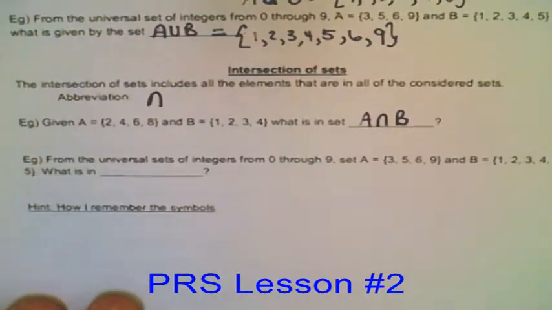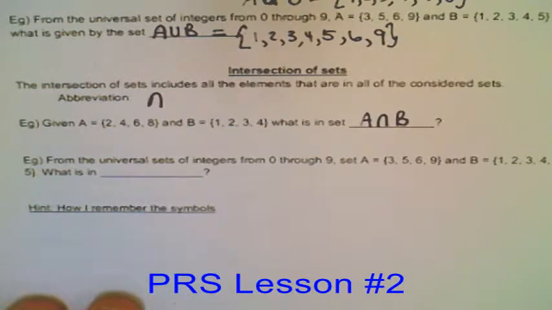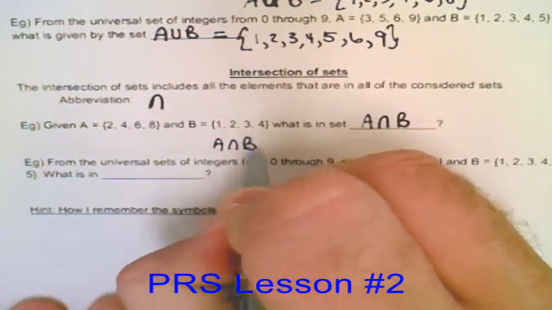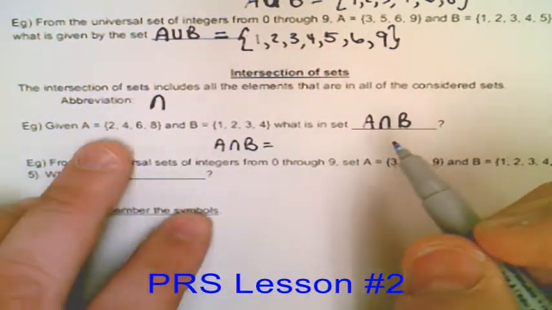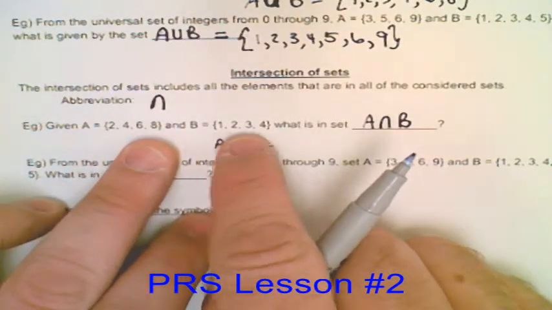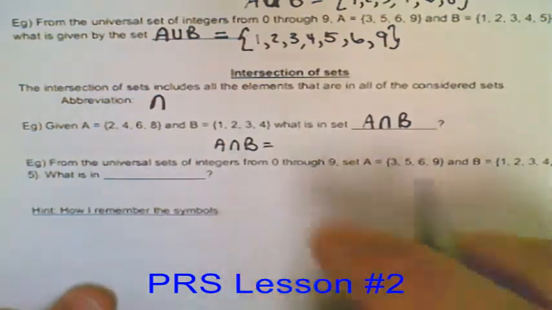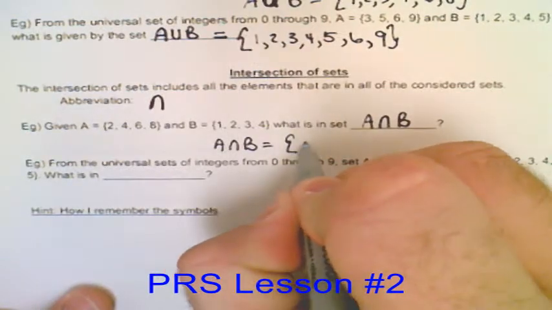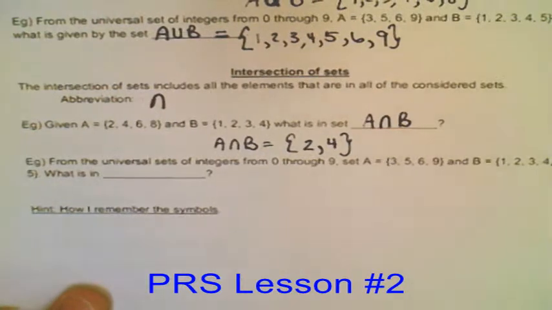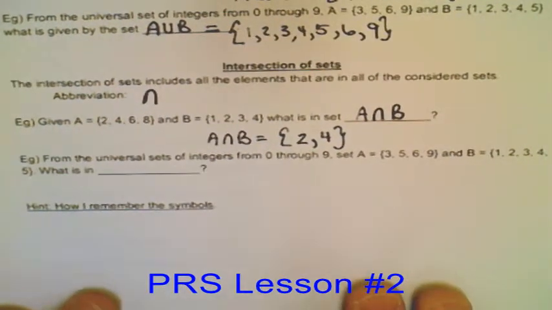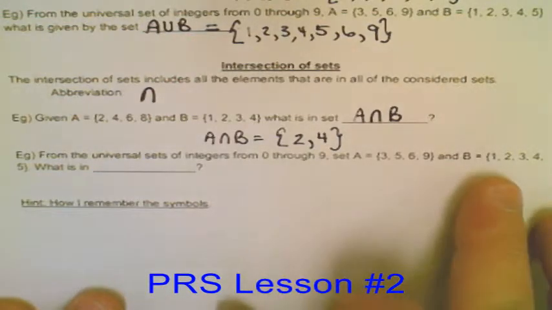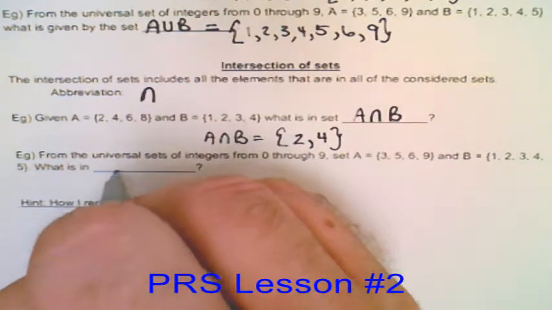So given A is 2, 4, 6, and 8, B is 1, 2, 3, and 4. What is in A intersection B? When I start looking at that, I'm looking for the elements that are included in both. So A intersection B is going to be, I've got 2 in both, I've got 4 in both, I have a 6, 8, a 1, and a 3, but it's not in both, so I'm not going to include those. So A intersection B is going to be 2 and 4, and that's it.